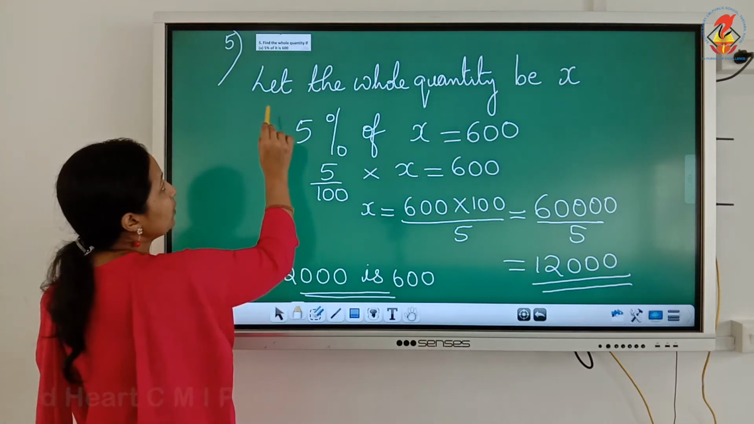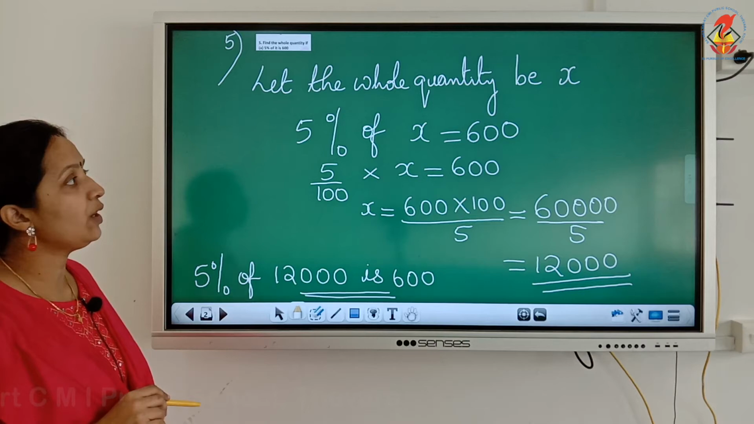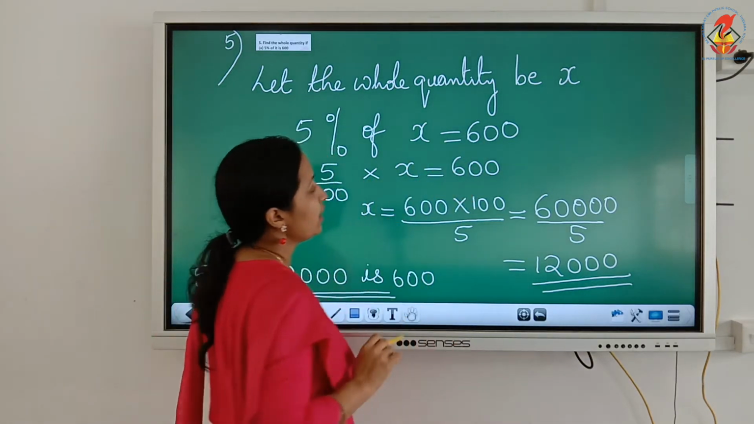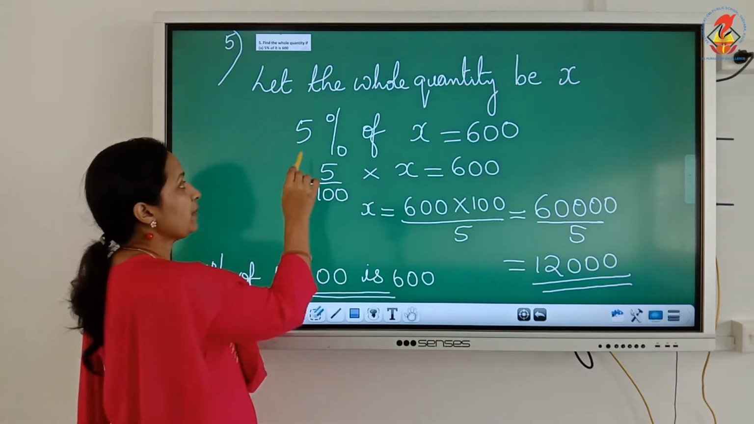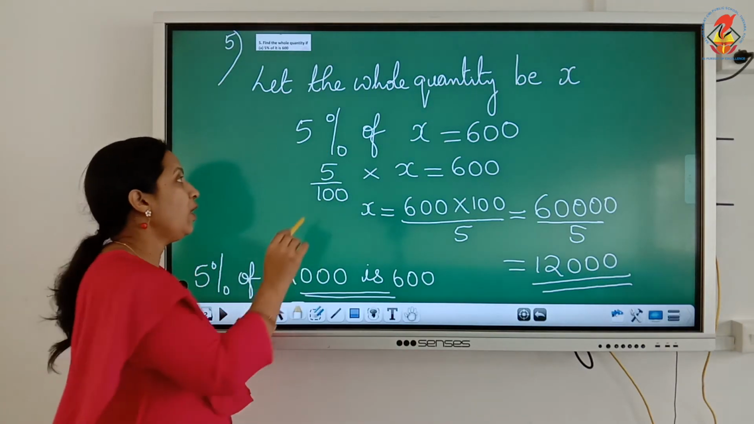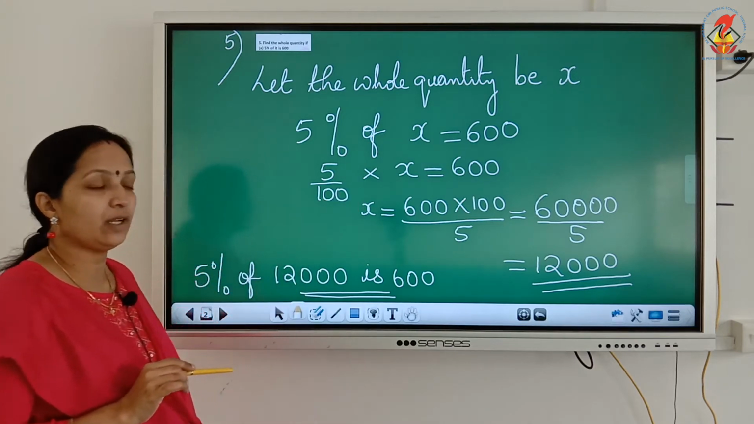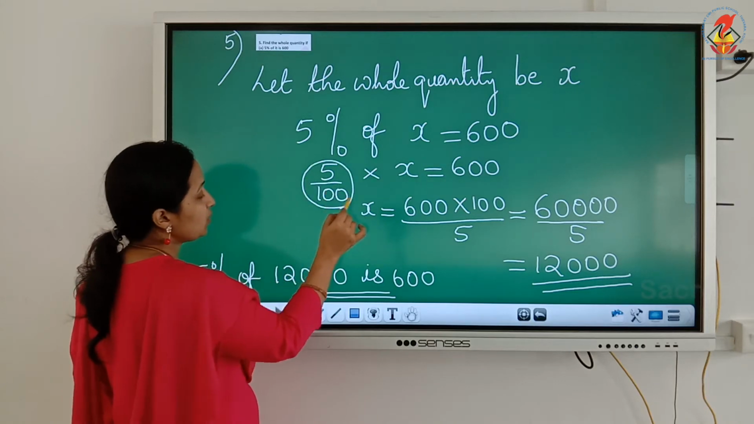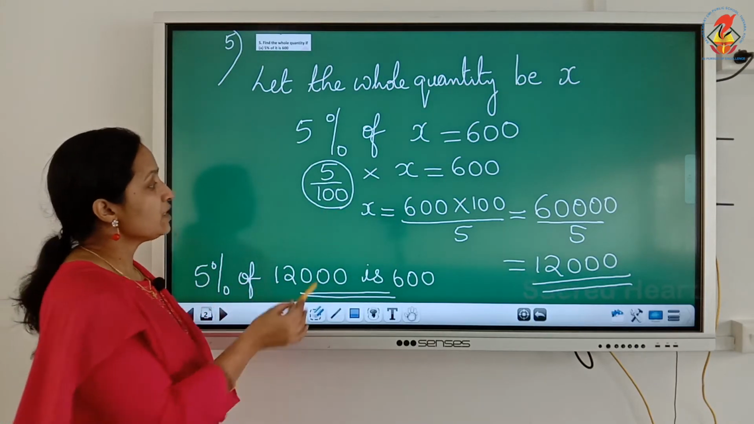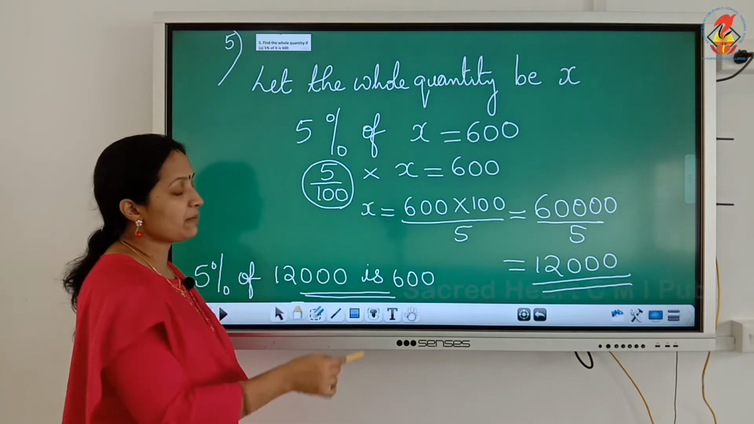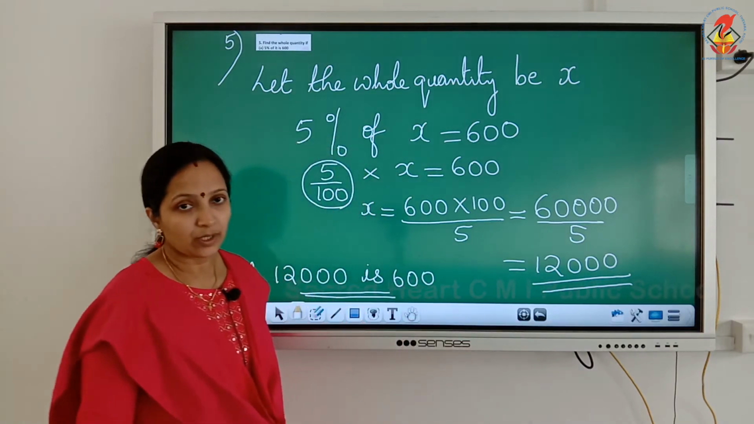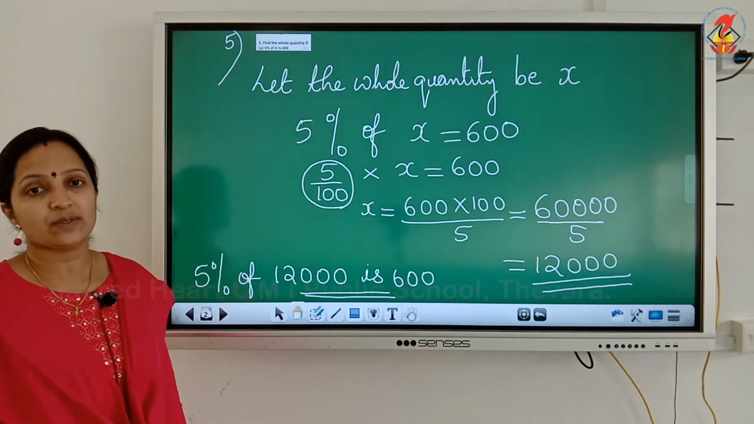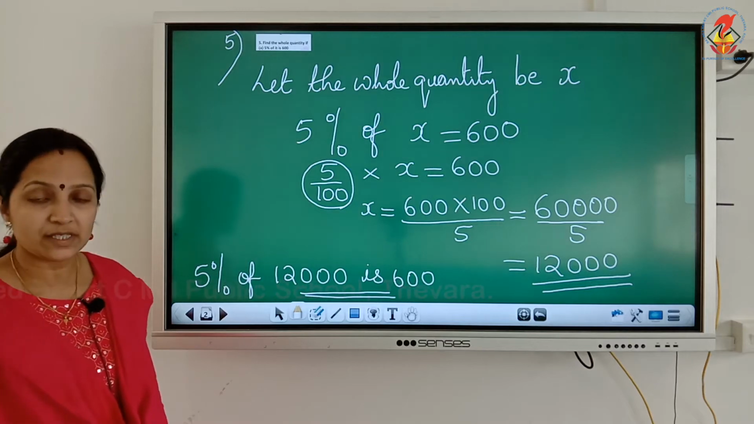We don't know what the whole quantity is, so we took the whole quantity as x. So 5% of x is equal to 600. We know that 5% means 5 by 100, and of means multiplied by x equal to 600. Either you can find the lowest term of this fraction and do the transposing method, that is also okay. Otherwise just use the transposing method and find the answer directly. So the meaning of this question is that 5% of 12,000 is rupees 600. I hope this answer is clear.